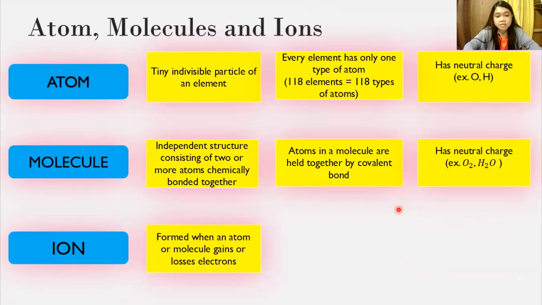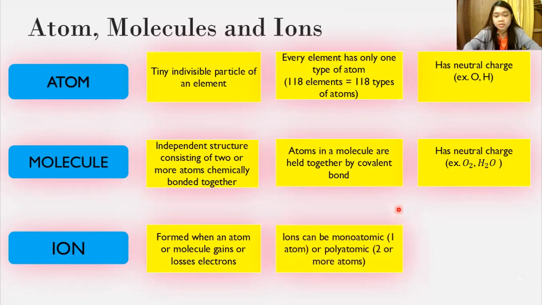Also, ions. These are formed when an atom or molecule gains or loses electrons. Most of them undergo the concept of redox reaction. I'm sure that most of you have heard of redox reaction, right? It's reduction and oxidation processes. This process causes a certain atom or molecule to gain or lose its electrons.